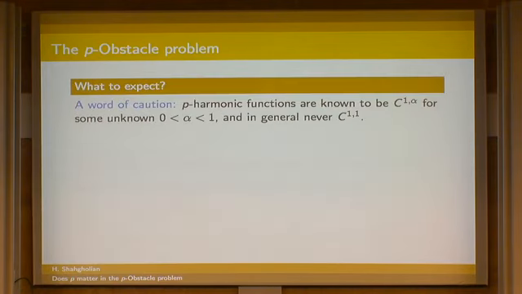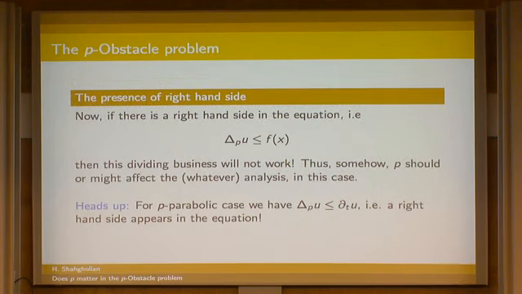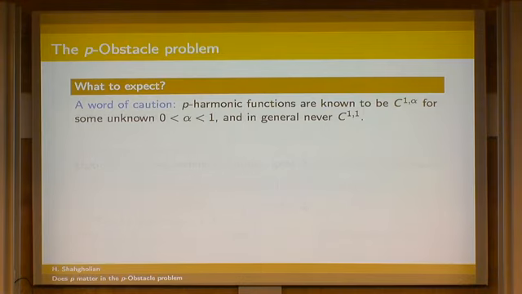Okay. So a heads up here. When you have an F, this method wouldn't work. And for the parabolic case, you have a kind of F. So this method wouldn't work with the P parabolic case. One has to find a different way. Okay, let's see what we can expect.